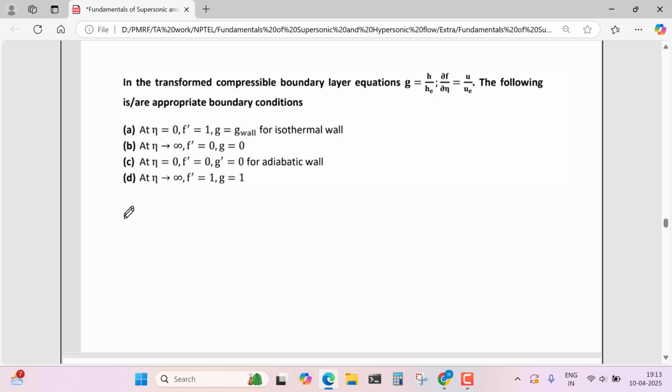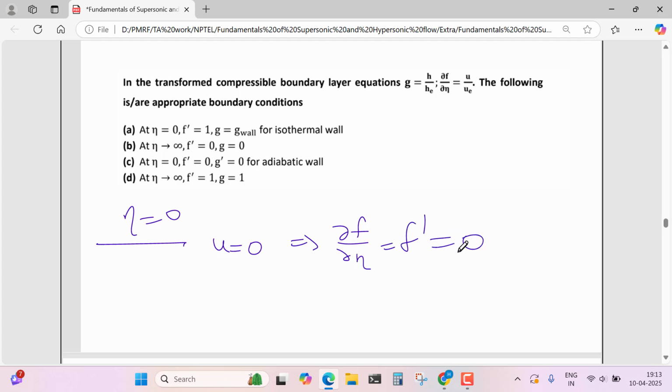So let's say for eta equal to 0. For eta equal to 0, U will be equal to 0 due to the no-slip boundary condition. So if U is equal to 0, then dou F upon dou eta, which means F dash, will be equal to 0. So option A, where for eta equal to 0, F dash equal to 1 is given, is wrong.